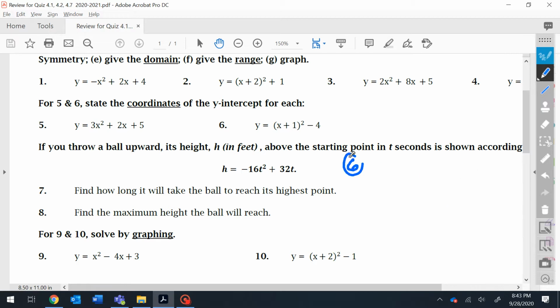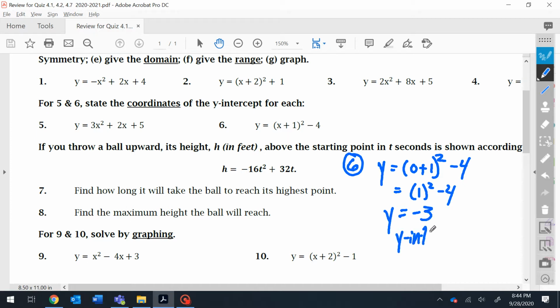Number 6, however, this is in vertex form. So to find the y-intercept, we would substitute 0 in for x to find the y-intercept. So that would give me 1 squared minus 4. So 1 squared is 1, minus 4 is negative 3. So the y-intercept for number 6, 0, negative 3.